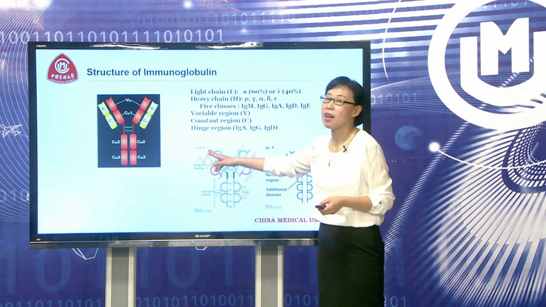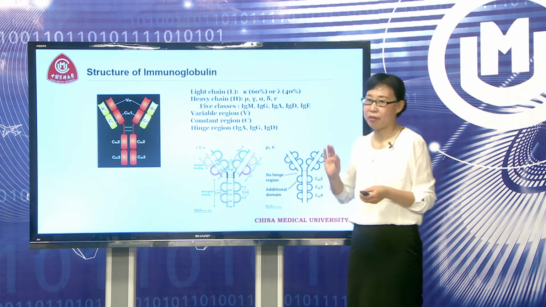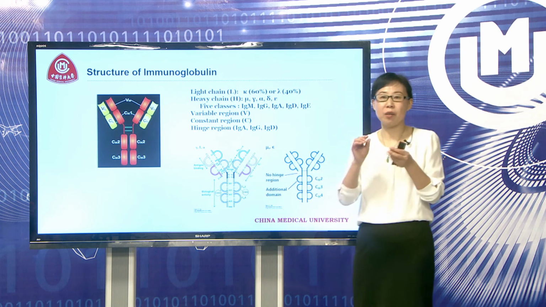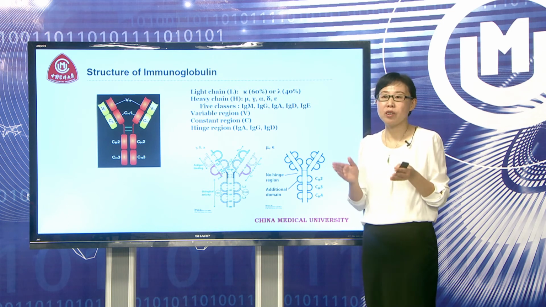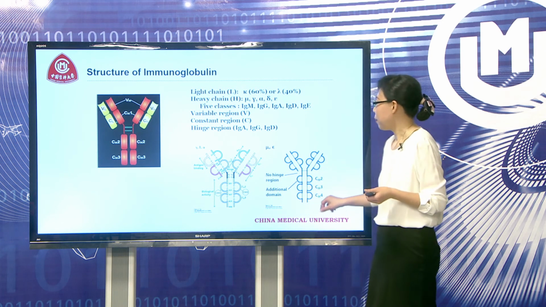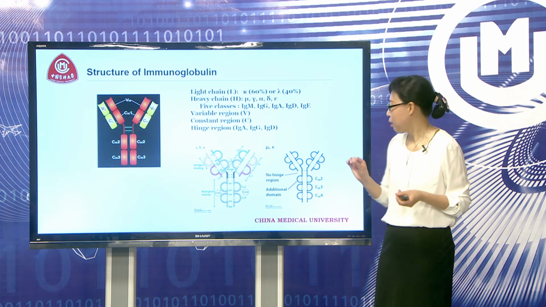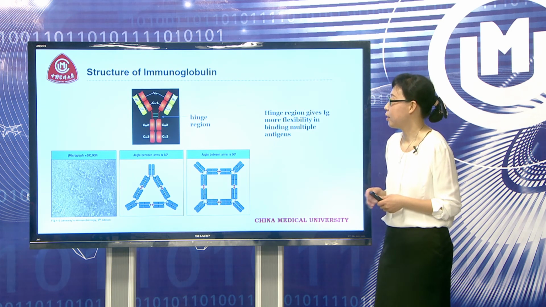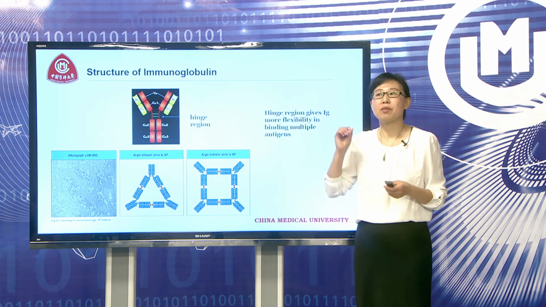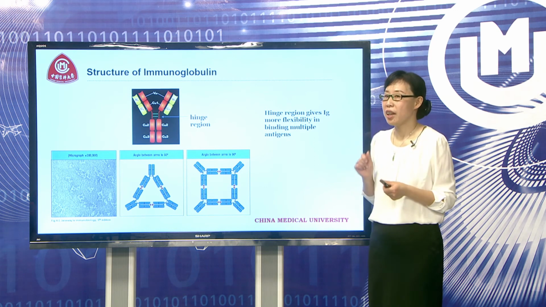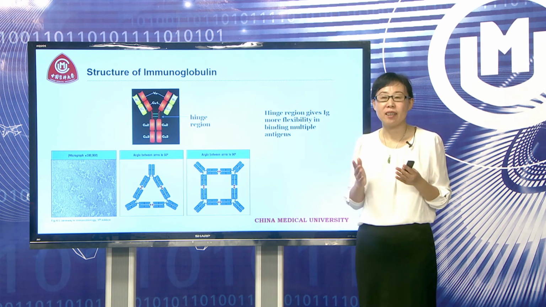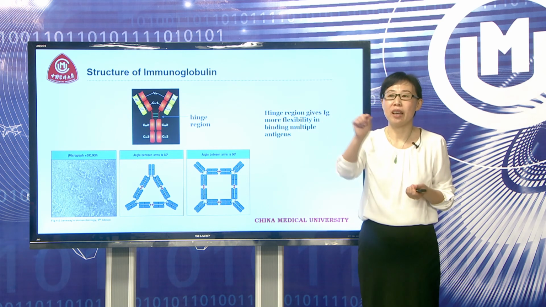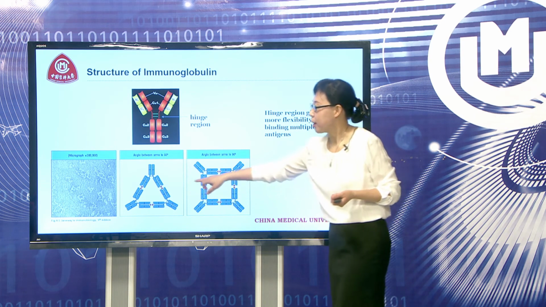Gamma chain, delta chain, and alpha chain contain 3 constant regions: CH1, CH2, and CH3. Between CH1 and CH2, there is an extended peptide, which is called the hinge region. But mu chain and epsilon chain have no hinge region, but they have an extra CH4 domain. So here is the hinge region. The hinge region is rich in proline residues. The hinge region gives the immunoglobulin more flexibility, so the arms of the antibody can open and close. So they can bind different epitopes in different locations.